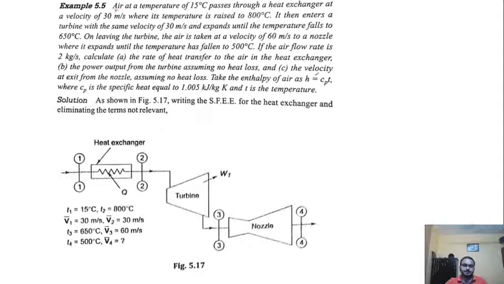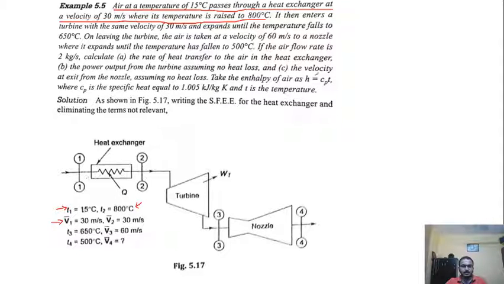First, air at a temperature of 15 degrees Celsius passes through a heat exchanger at velocity 30 meter per second. So we are given the temperature value, we are given the velocity 30 meter per second, where its temperature is raised to 800 degree Celsius. That is, after coming out of this heat exchanger, the temperature value is 800 degree Celsius. So first you need to focus on this.